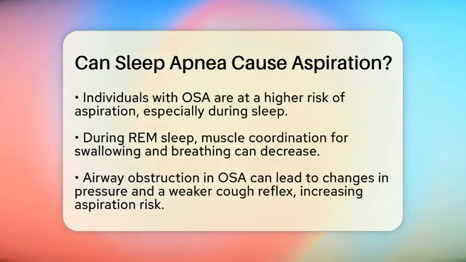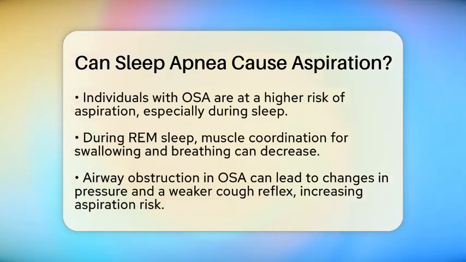Here's why. During sleep, especially in the REM phase, the muscles involved in swallowing and breathing can become less coordinated. In people with OSA, the airway obstruction can lead to changes in intrathoracic pressure and a weaker cough reflex, making it easier for substances to enter the airways instead of the esophagus.